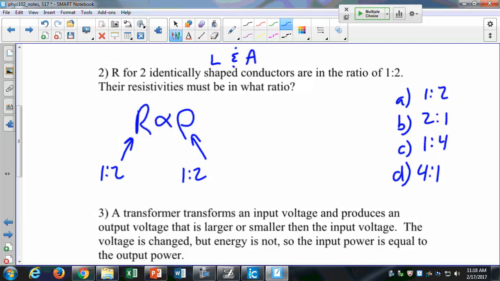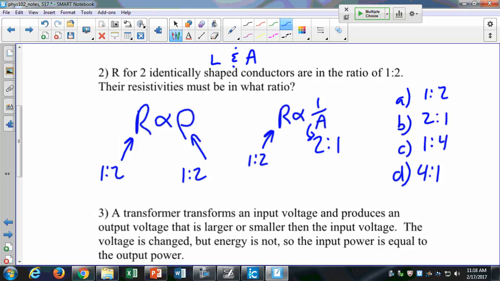By the way, what if I had a ratio like this, where it's an inverse proportionality? Whatever ratio I have in my resistance, 1 to 2, will be flipped for my area. It would be a 2 to 1, because it's an inverse relationship.